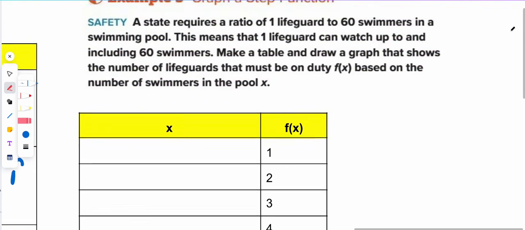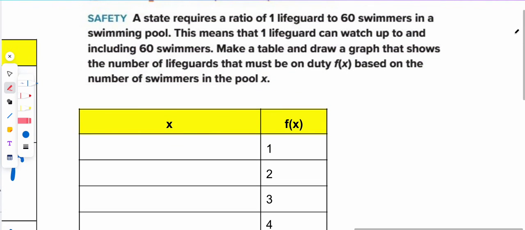So this one's a word problem. A state requires a ratio of 1 lifeguard to 60 swimmers in a swimming pool. That means that a lifeguard can watch up to and including 60 swimmers. Make a table and draw a graph that shows the number of lifeguards that must be on duty, f of x, based on the number of swimmers in the pool, x.